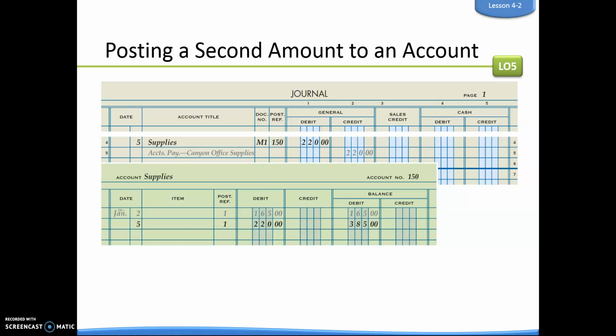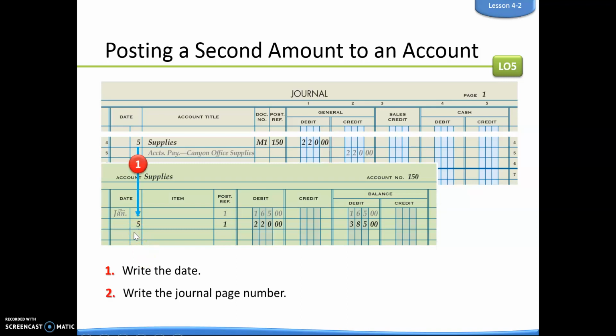Now, if we needed to post a second amount to an account, so notice that here we're on the 5th, and we have another transaction for supplies. We bought supplies on account from Canyon Office Supplies. And so what we're doing here is, once again, start out, we put our date, which is the 5th.